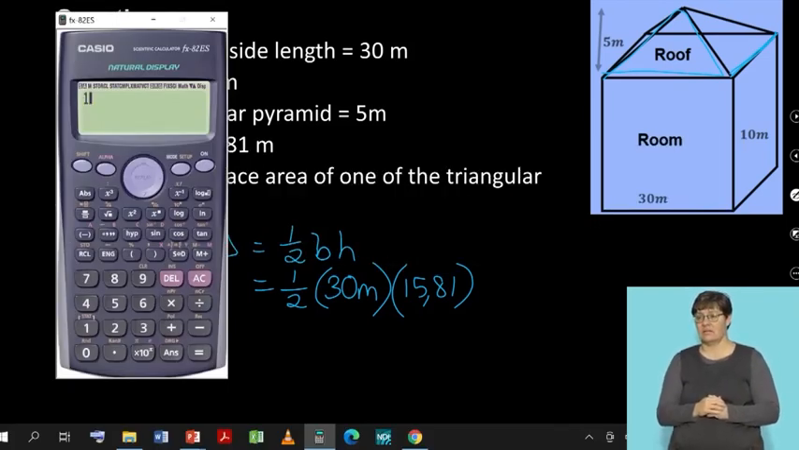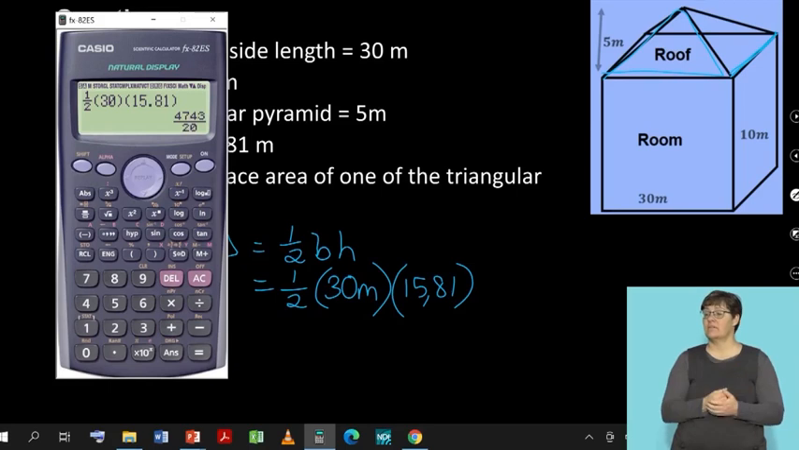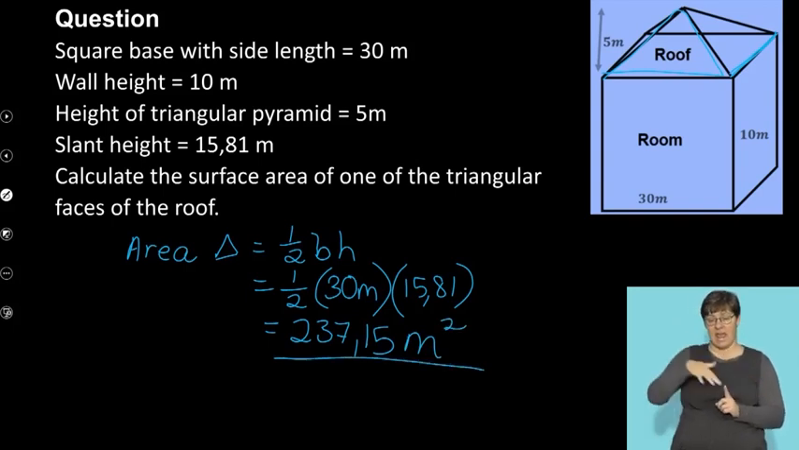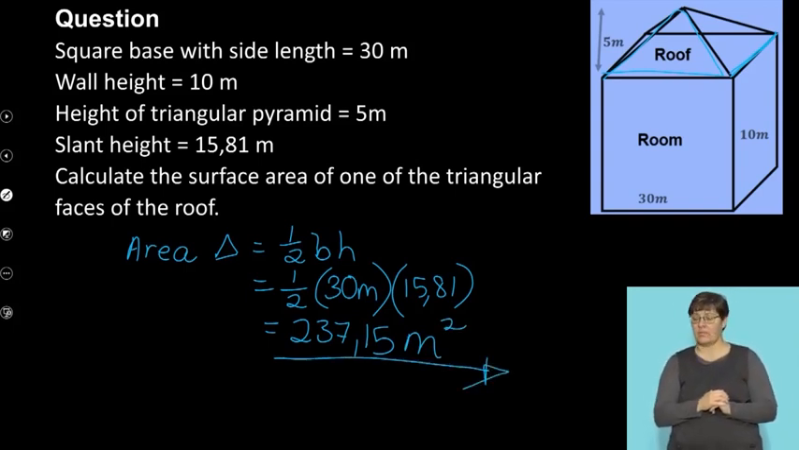Great, so let's pop this all in our calculator. So we're going to have a half. Sorry guys, this fraction button is not my friend today. A half times 30 times 15,81, which is going to give me 237,15. Great, so that is the area of one of my triangular faces. So let's move on to C, everyone, to see what is being asked.